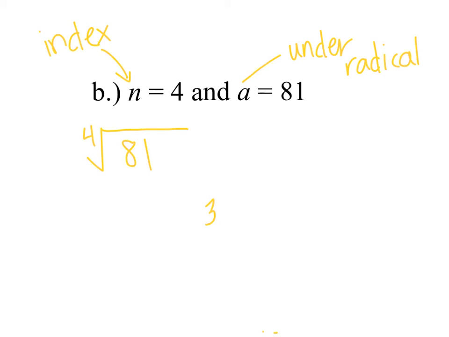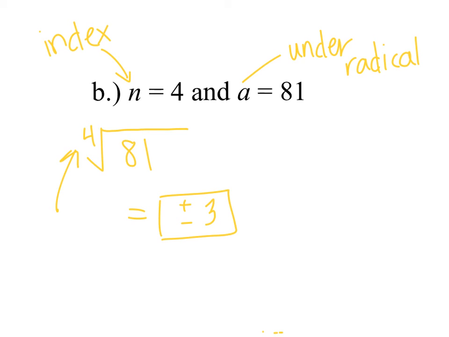But what you guys have to be careful of, our index is even. So it's the 4th power. So not just positive 3 multiplied 4 times would give us 81, but also negative 3. So positive or negative 3 would get us the value of 81. So this could be positive or negative 3, this expression.